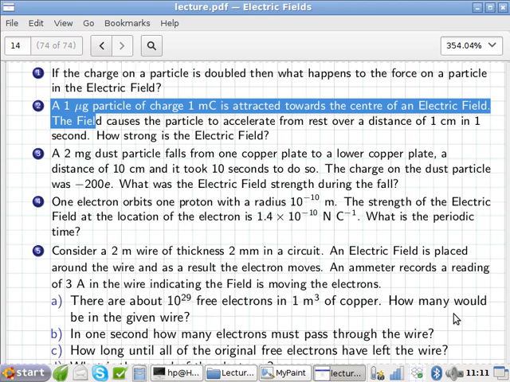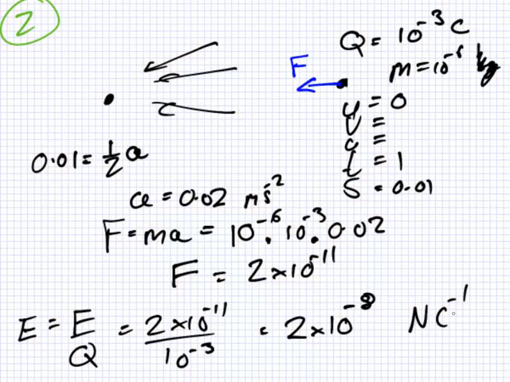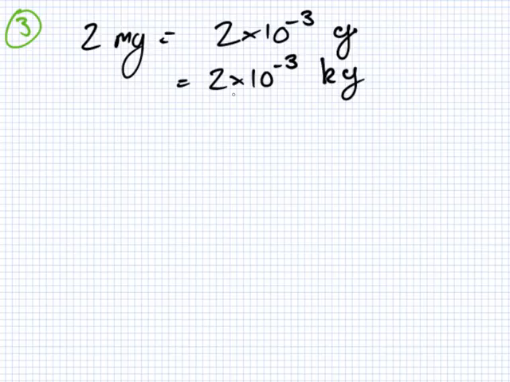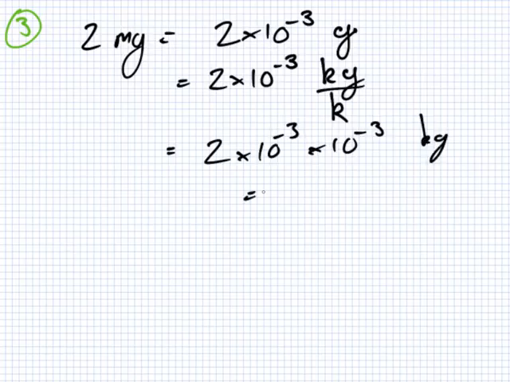So it's 2 milligrams. So let's get that right first. 2 milligrams equals 2 times 10 to the minus 3 grams, which equals 2 times 10 to the minus 3 kilograms over 1,000. Kilo is 1,000. So 2 times 10 to the minus 3 times 10 to the minus 3 kilograms. So 2 times 10 to the minus 6 kilograms.